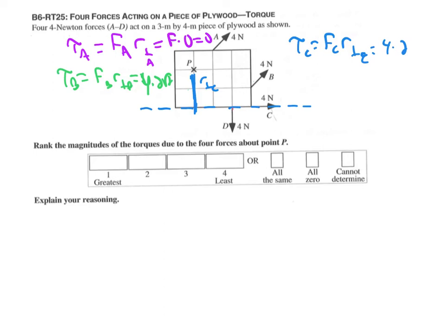And now it's almost sort of done. If we look at D, D has this line of action, this vertical line. The shortest distance between that line and the pivot point is this side. That's R perpendicular D, and that is also 2.